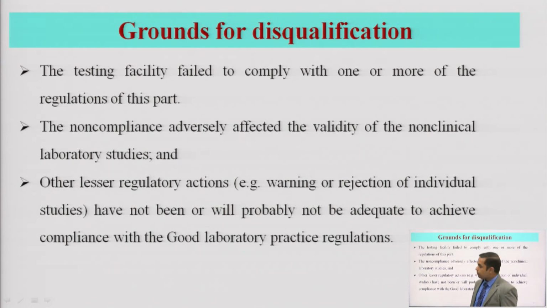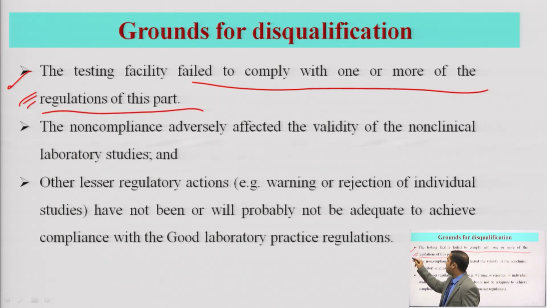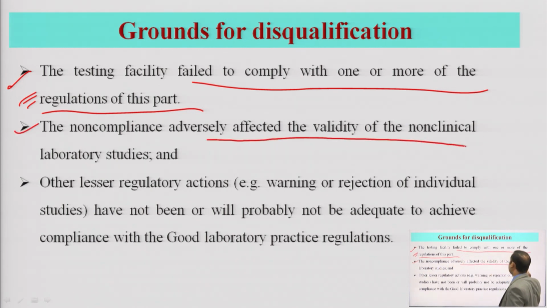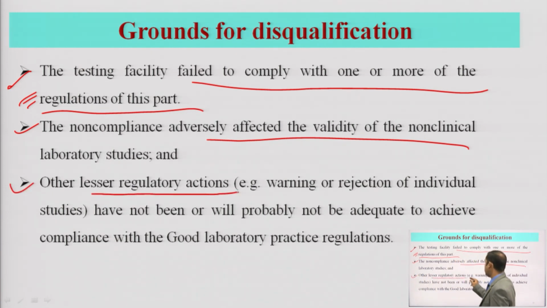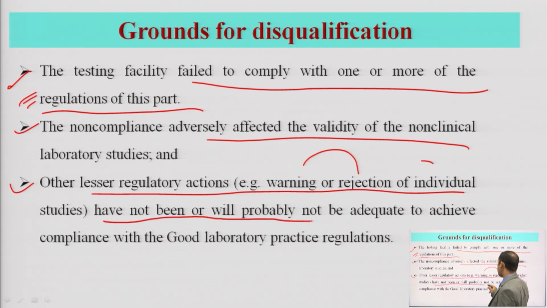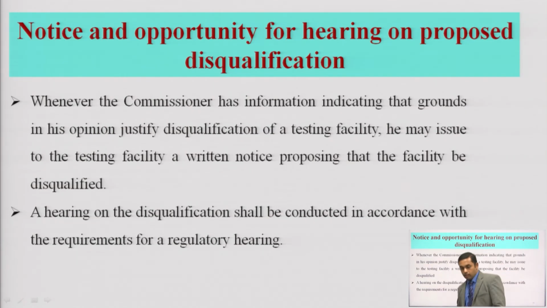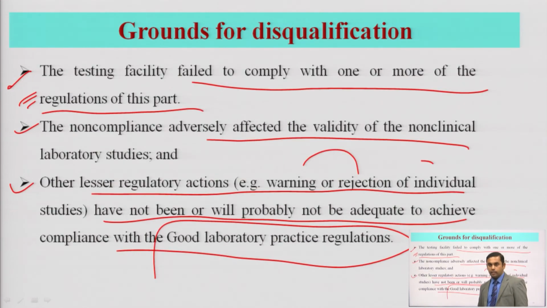Now, what are the grounds? Testing facilities fail to comply with one or more of the regulations of the part, which is very important. In many cases the non-compliances adversely affect the validity of the non-clinical laboratory studies, and other lesser regulatory actions, such as warning or rejection, have not been or will probably not be adequate, or the studies have not been adequately archived in compliance with the GLP. In those cases it might get rejected.